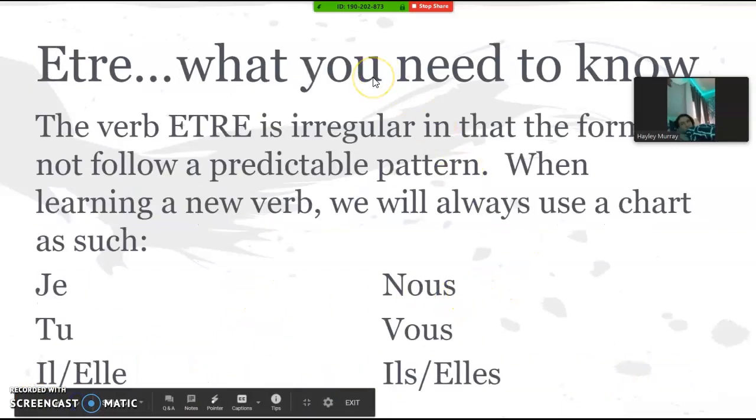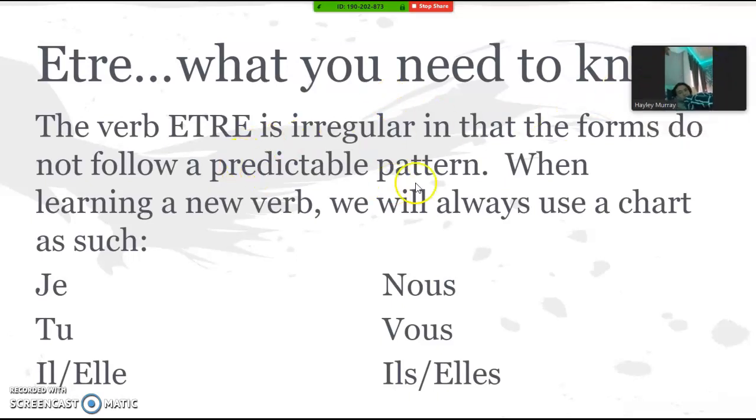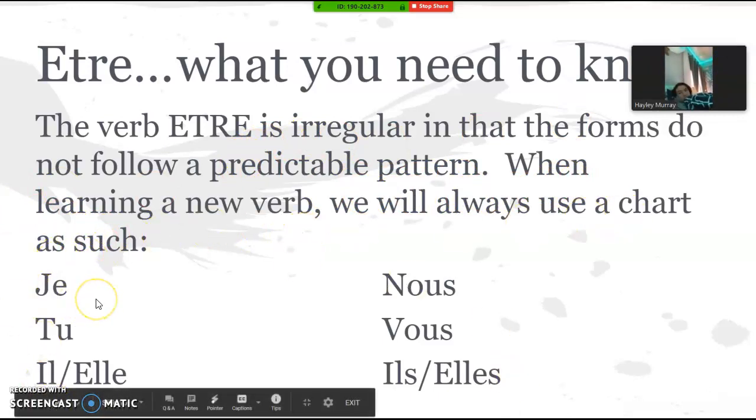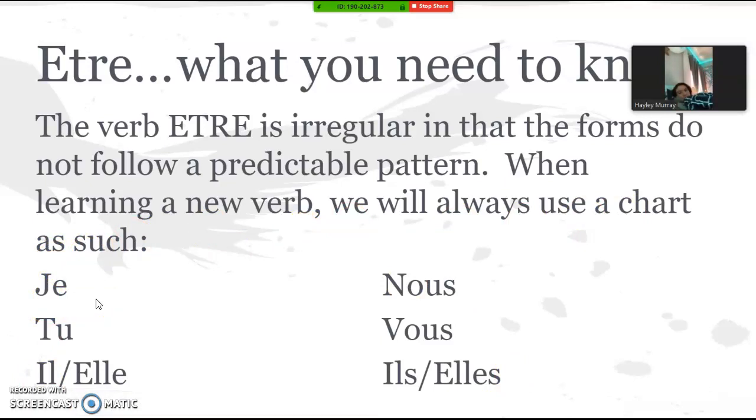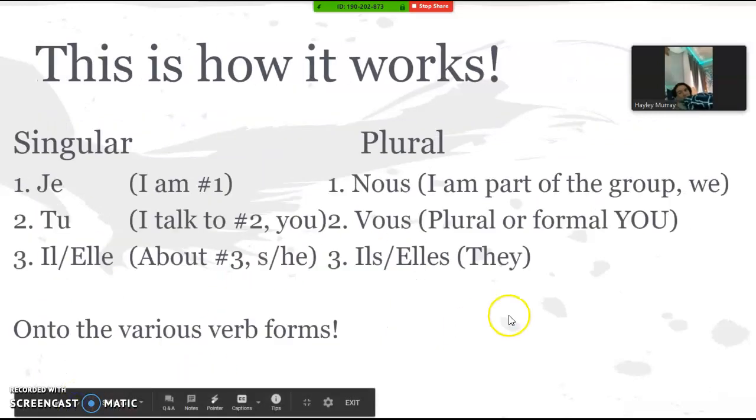So, être, what do you need to know about être? It's an irregular verb in the form, and it does not follow a predictable pattern. So when you're learning a new verb, you're always going to use this chart. And we're going to be learning a few verbs from now on to get prepared to make sure that you have the knowledge for continuing forward. Okay? So, how does this chart work?